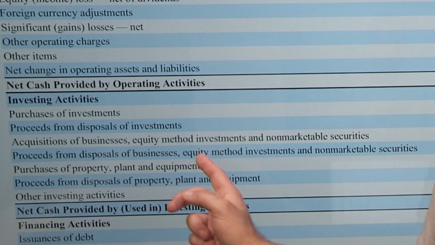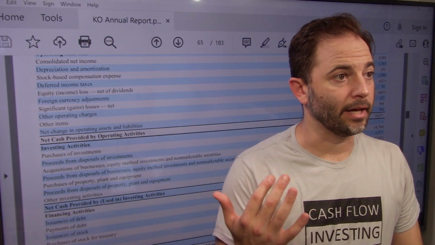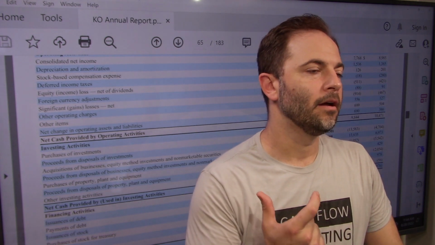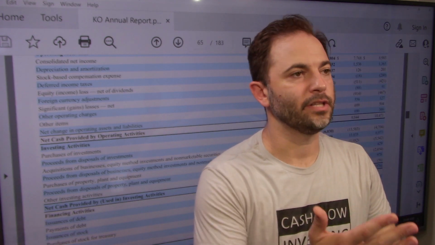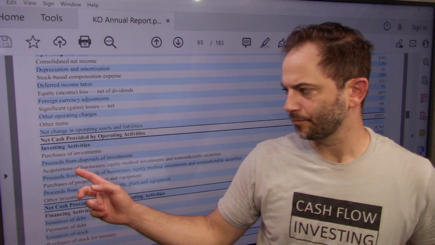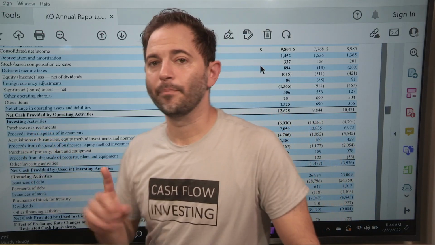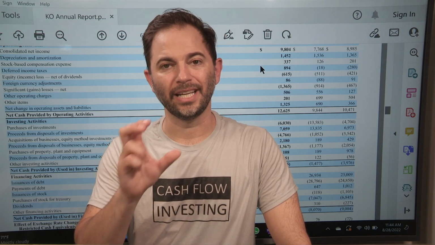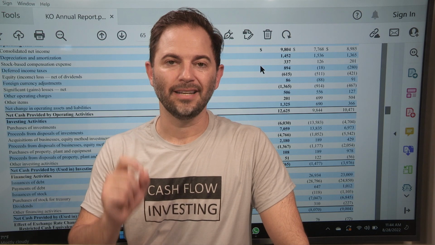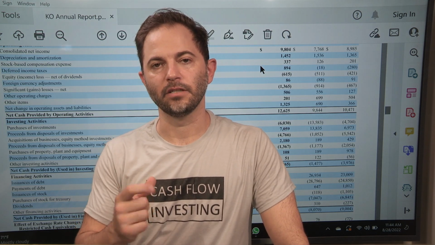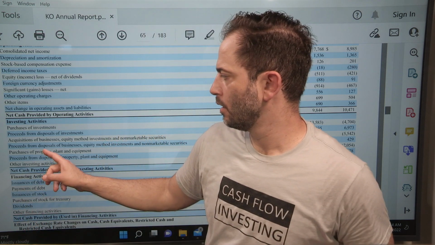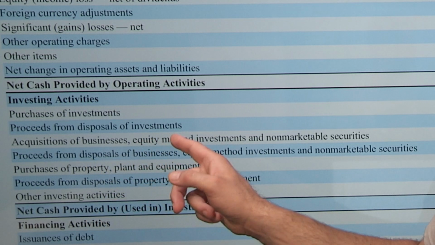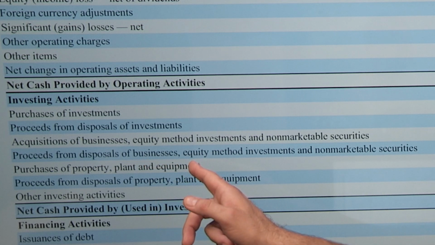Acquisition of businesses using the equity method. These are acquisitions they're making that aren't consolidated on the business. So if they buy 10% of Monster Beverage, that would be here. But it's not a purchase of investments. Purchase of investments for them is the treasury bonds. It's related to the cash they keep on the balance sheet, not an equity investment in a business, which is much more long-term. Proceeds from the disposal of equity assets is just them selling. So this is buying equity investments, and this is selling equity investments.